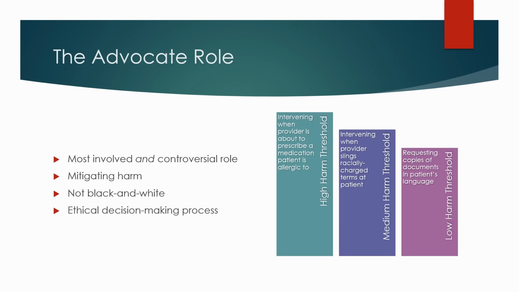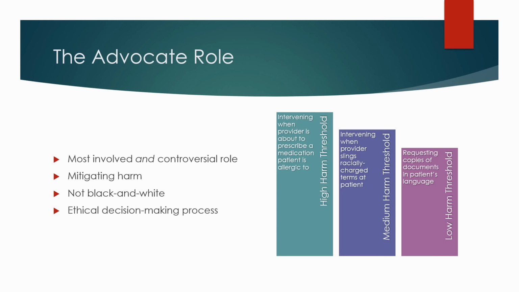An interpreter with a medium harm threshold will, of course, do what the interpreter with the high harm threshold will do, but it might be a little bit more vague and ambiguous. It might not be immediate physical harm, but it might be something like a provider starts slinging racially charged terms at a patient. So a provider is acting unethically. A provider is really stepping outside of their role. The patient is about to undergo or is currently undergoing intense emotional and psychological harm. So an interpreter with a medium harm threshold will step into an advocate role in a situation like that.